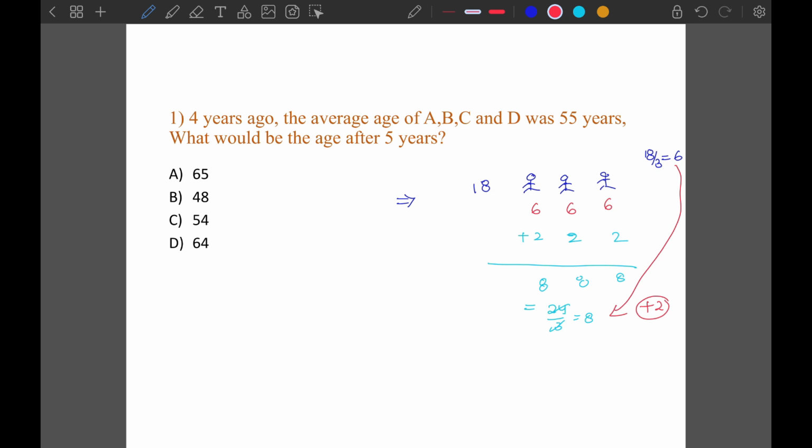Let us suppose we take another way. Let us suppose we divide each person's chocolates by 2. Then each person will have chocolates as 3, 3, 3, right? So the sum will be 9 and the mean will be 3. So it is 6 divided by 2. It is 3.